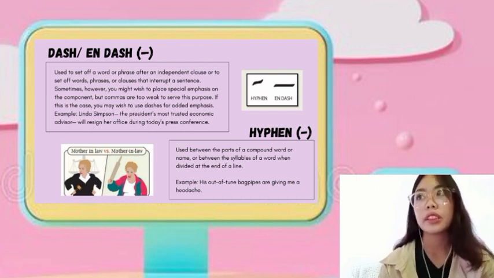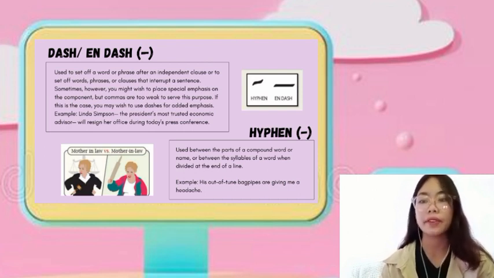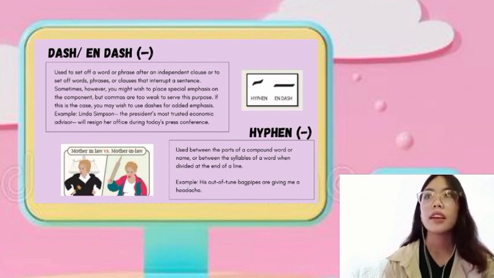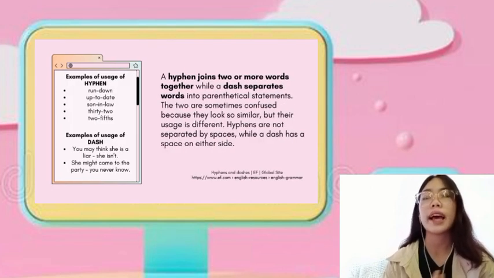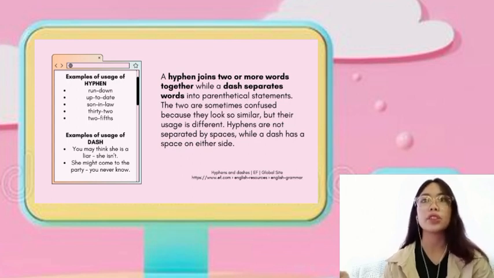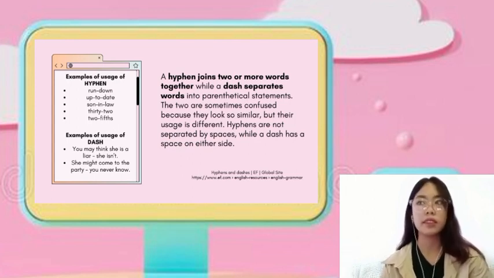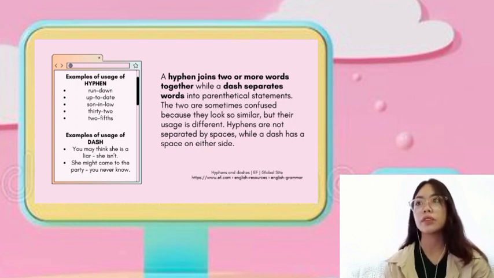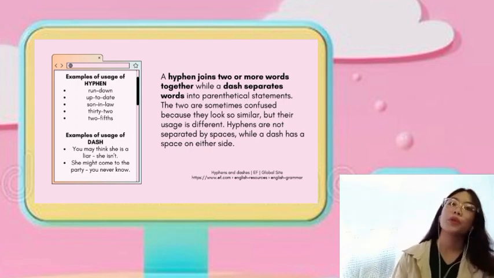Okay, for you to be able to understand it more, we have another example here differentiating the two. Please do remember that a hyphen joins two or more words together, while a dash separates words. Hyphen joins and dash separates. Examples of usage of hyphen: run-down, up-to-date, son-in-law, 32, 2 feet.